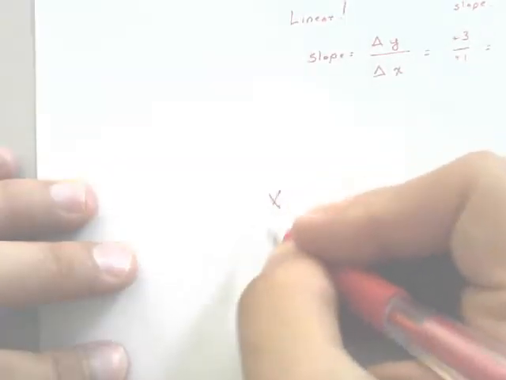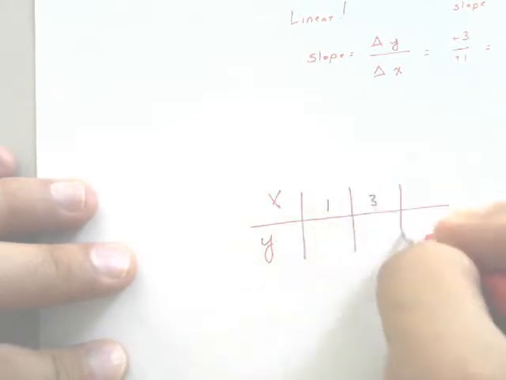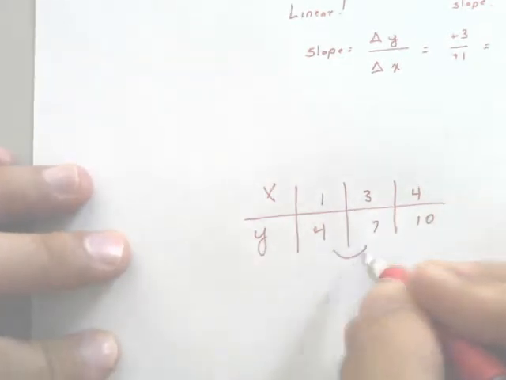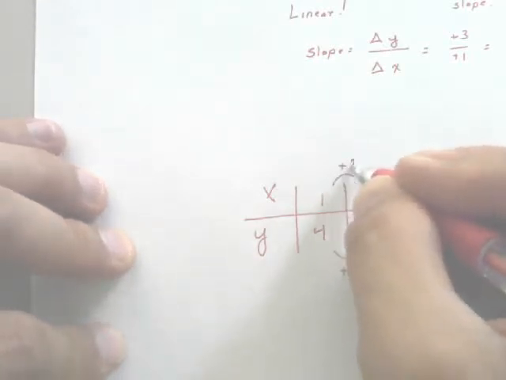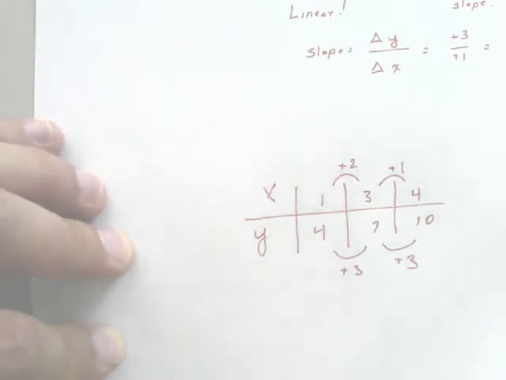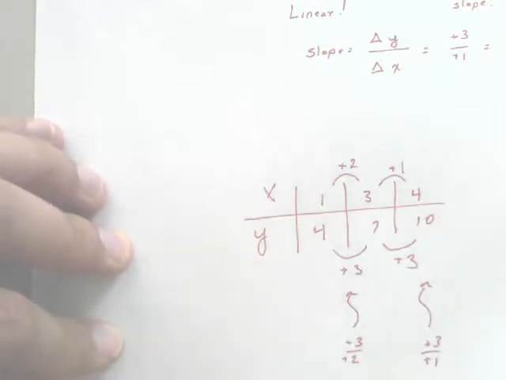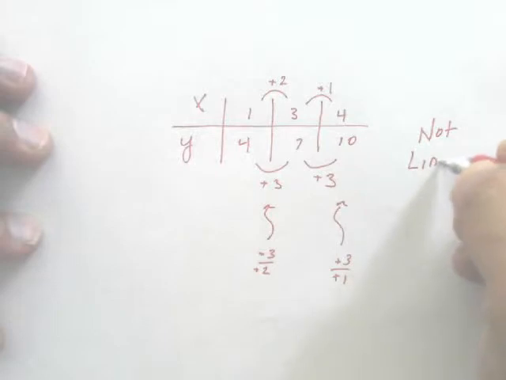For example, if I take another table, very similar to the last one, but this time I go 1, 3, 4, and I go 4, 7, 10. Now, my y's are going up plus 3, plus 3. My x's are going up plus 2, plus 1. So if I look very carefully, the slope between the first set of points is actually positive 3 over positive 2. Over the second set of points, it's positive 3 over positive 1, and that's an issue because those fractions are not equal to each other. So in that case, this table is not linear.